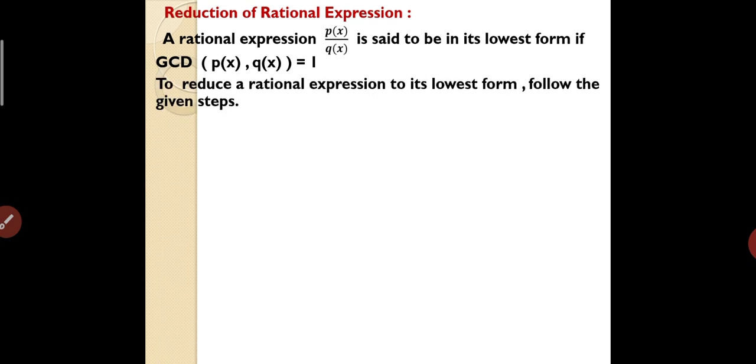Reduction of rational expression. A rational expression p of x divided by q of x is said to be in its lowest form if GCD is equal to 1. That is, GCD of p of x and q of x is equal to 1. The rational expression is said to be in its lowest form. Now we are going to convert the given rational expression to its lowest form. What is meant by lowest form? If the GCD of p of x and q of x is equal to 1.